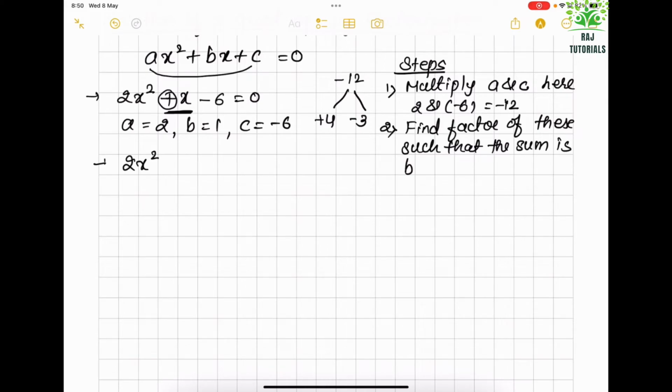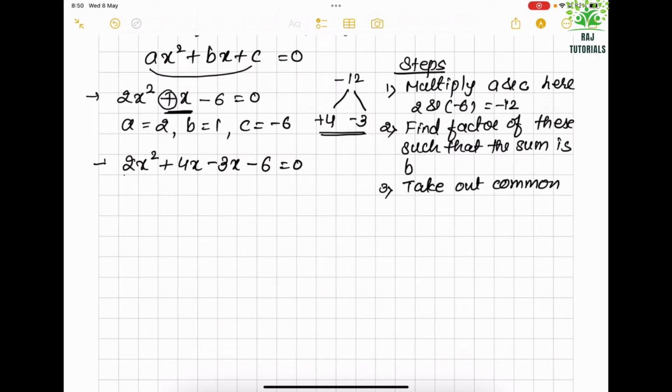So putting that in the equation, 2x square, the first term I will put as it is. For the second term I will be putting these two parts: plus 4x minus 3x minus 6 equal to 0. So the second step is done. Now the third step says take out common.